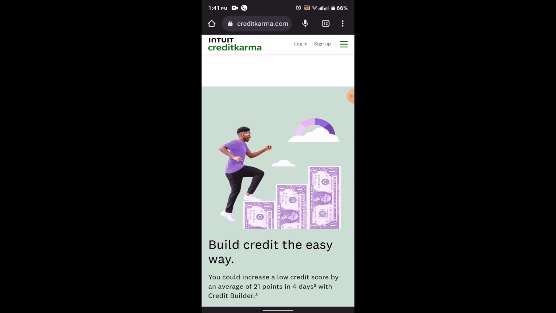After that, if Credit Karma requests any additional documentation to support your dispute, provide it promptly. This may include correspondence with the lender or any other evidence that backs up your claim. So follow the instructions carefully to ensure that your dispute is processed smoothly.